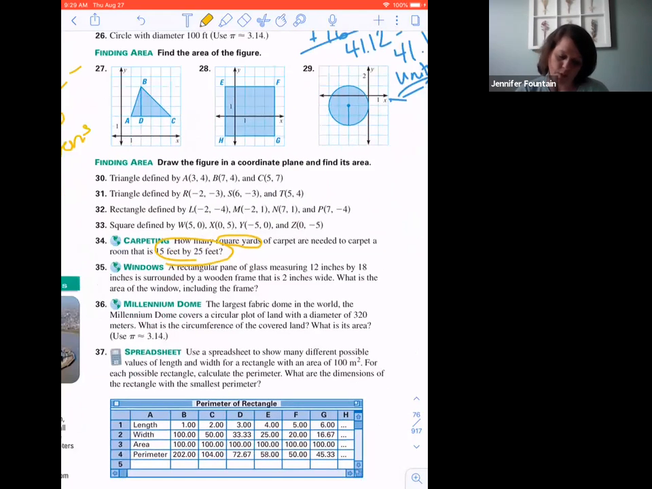36, Millennium Dome. The largest fabric dome in the world, the Millennium Dome, covers a circular plot of land with a diameter of 320 meters. What is the circumference of the covered land and what is its area? Okay, so think about using that diameter of 320. You're going to be finding the circumference and the area. Okay, also think about a dome in that one. Think about a dome as not a complete circle, right? So think about that problem that we practiced with in number 20.